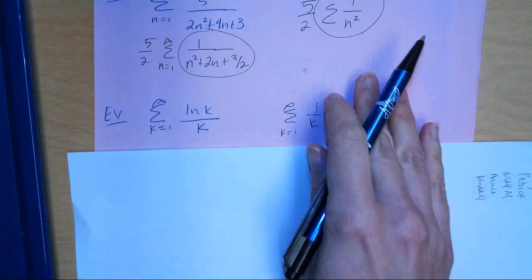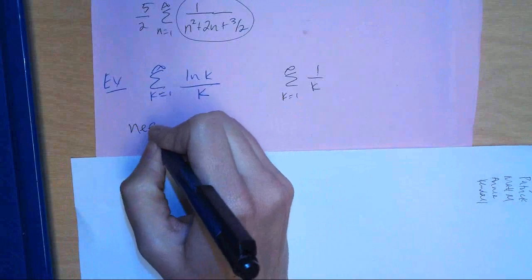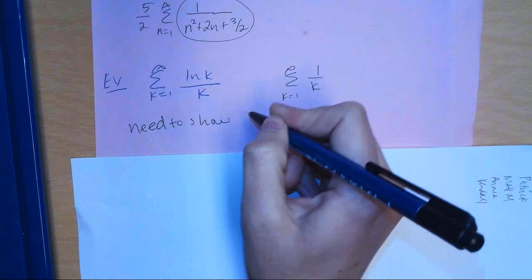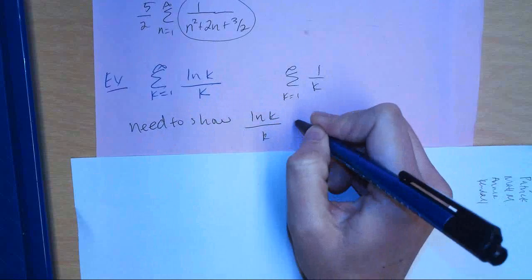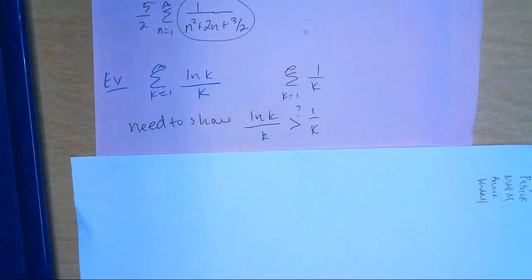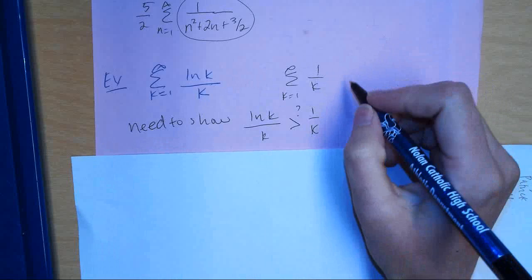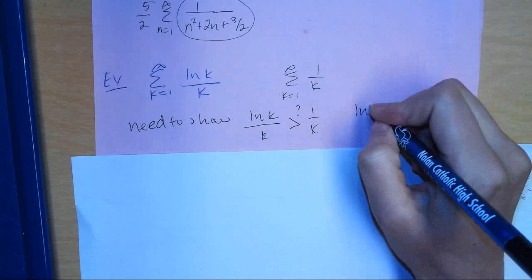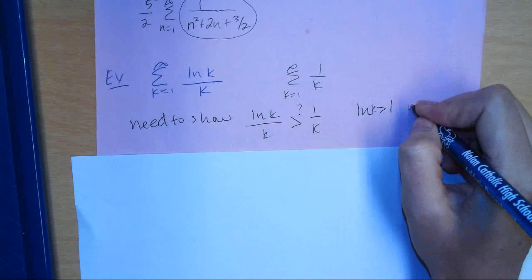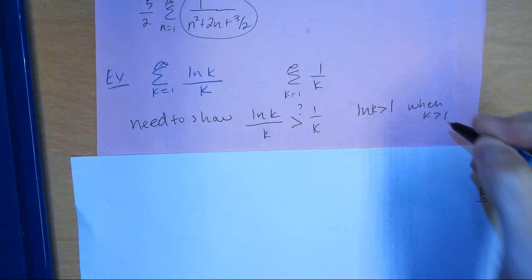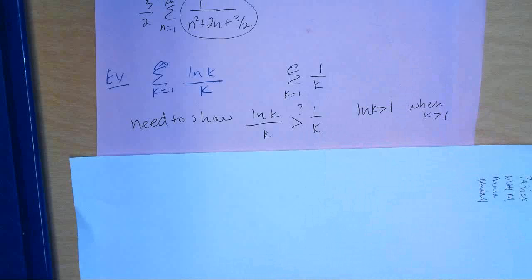So now we are left to prove that ln k over k is bigger than 1 over k. Is that true? Yeah, how do you know? ln k is getting bigger, right? So it's going to be always bigger than 1. Or you could say, whoops, ln k is always bigger than 1 when k is bigger than 1. Therefore, ln k over k is bigger than 1 over k.